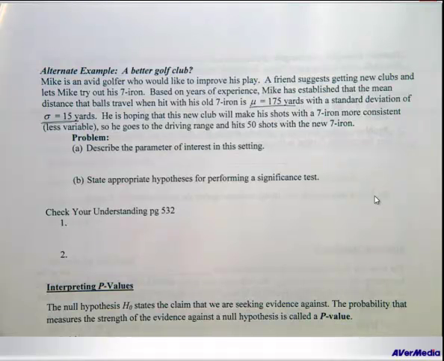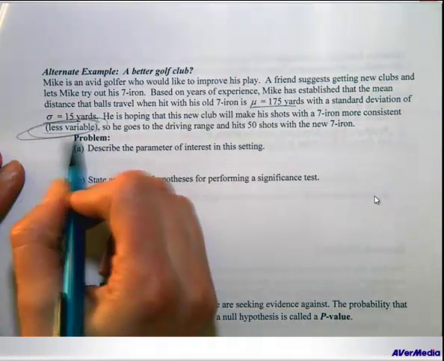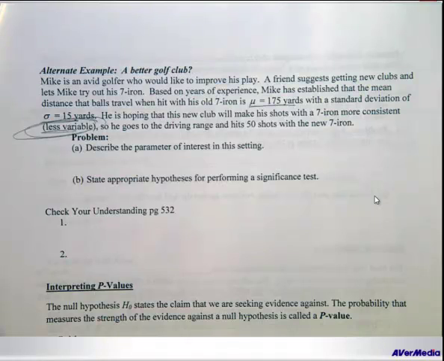Okay, the difference between the two clubs. So we've got what his old club does, right? So we're going to gather some information on the new club. But what information are we going to look at? Are we going to look at the distance it's shot, or are we going to look at the standard deviation of those shots? What do you think, Jarrett? The standard deviation. Why? Because he said he wants less variable. Yeah, he wants the distances that he shoots to be less variable.